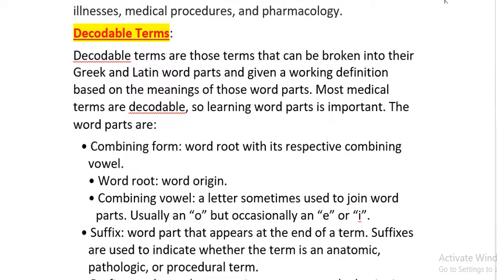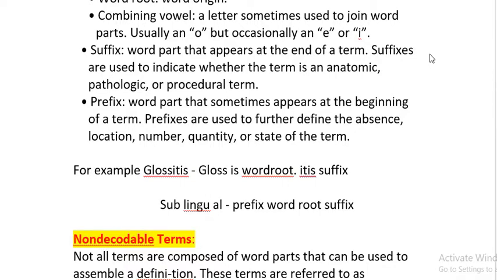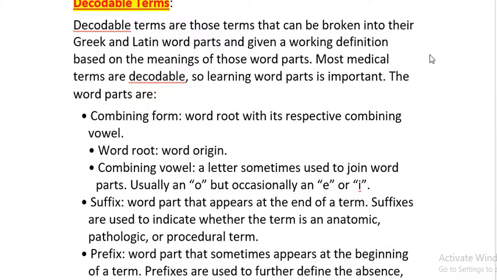So when you want to learn medical terminology, you need to understand two concepts. One is decodable terms, the second one is non-decodable terms. So what is meant by decodable terms? Decodable terms are those terms that can be broken into their Greek and Latin word parts. As you know, most of our medical terminology came from Latin and Greek words and is given a working definition based on the meanings of those word parts. Most medical terms are decodable, so learning word parts is very important.